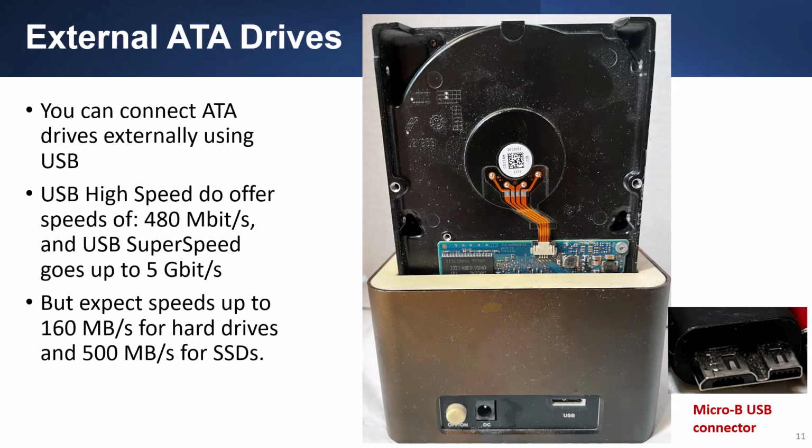You can connect ATA drives externally using USB. USB high speed does offer speeds of 480 megabits per second and USB super speed up to 5 gigabits per second, but expect speeds up to 160 megabits per second for hard drives and 500 megabits per second for SSDs.